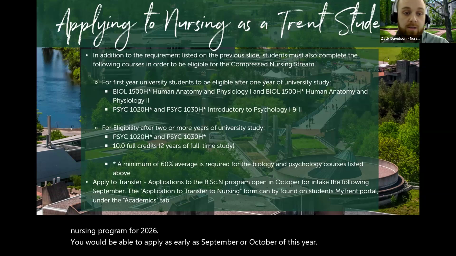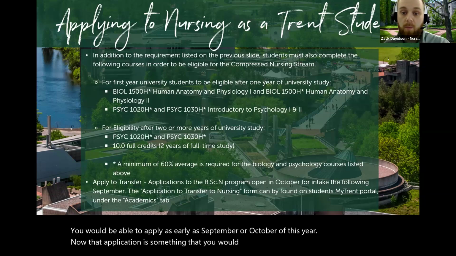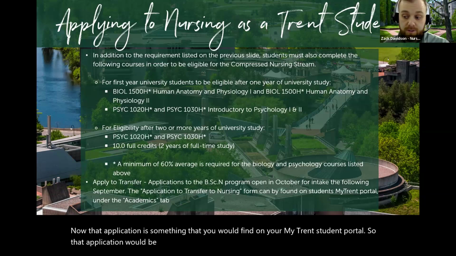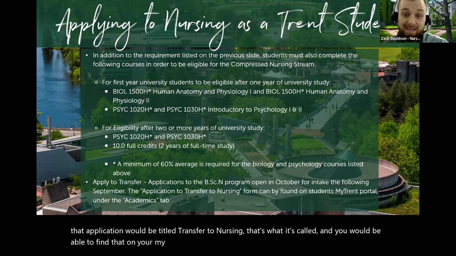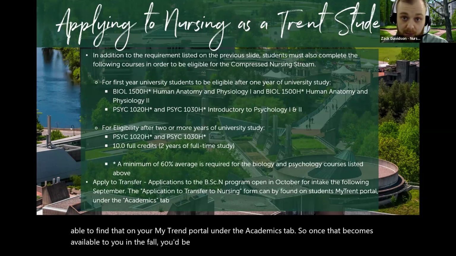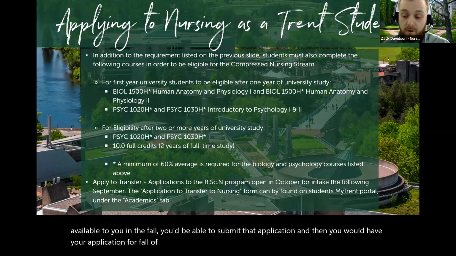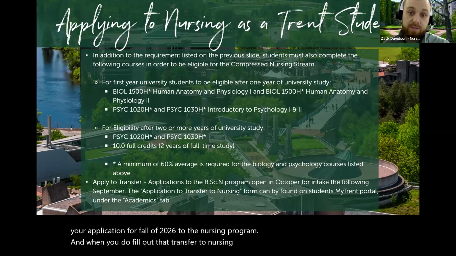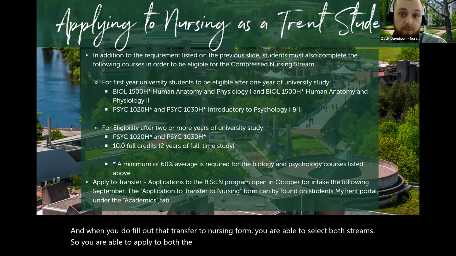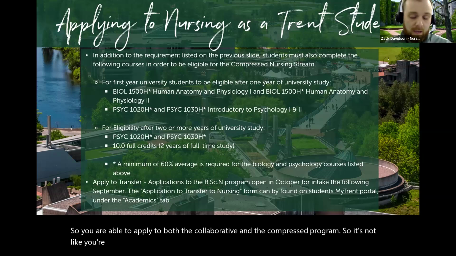Now, that application is something that you would find on your MyTrent student portal. So that application would be titled Transfer to Nursing. That's what it's called. And you would be able to find that on your MyTrent portal under the Academics tab. So once that becomes available to you in the fall, you would be able to submit that application, and then you would have your application for fall of 2026 to the nursing program. And when you fill out that transfer to nursing form, you are able to select both streams. So you are able to apply to both the collaborative and the compressed program. It's not like you're limited to one, you can apply to both.